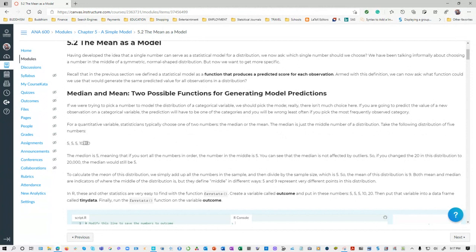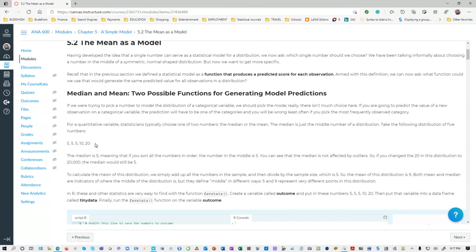See, 1, 2, 3, coming from this side, 1, 2, 3. The 5 would be your median. That is, just sort all numbers in order, then the number in the middle is 5. You can see that the median is not affected by outliers. So if you change the 20 in the distribution to 20,000, the median would still be 5.